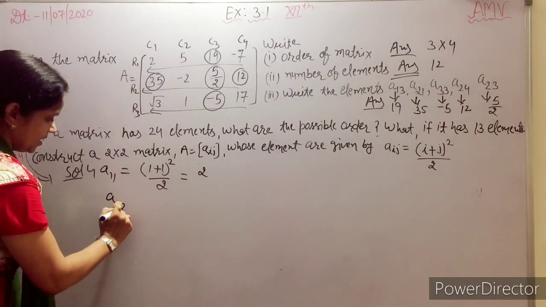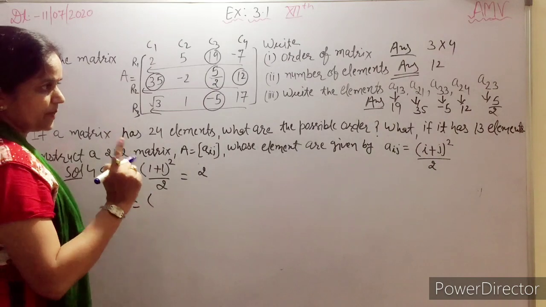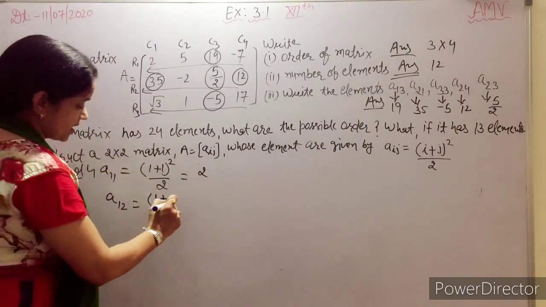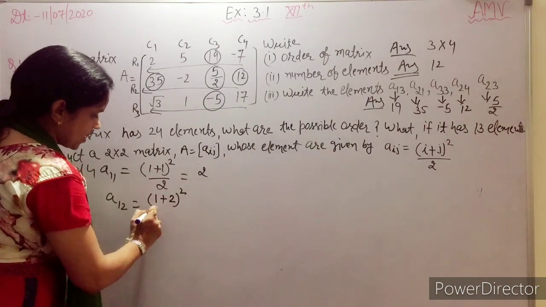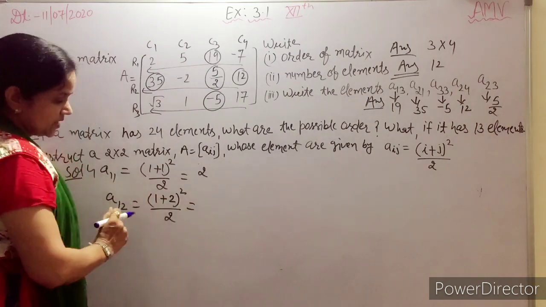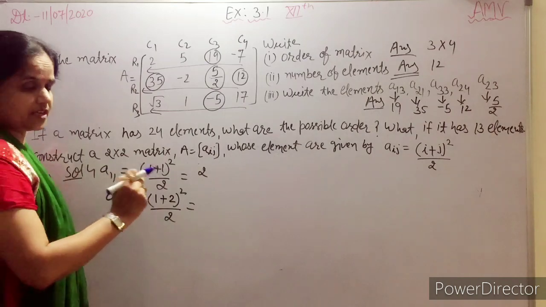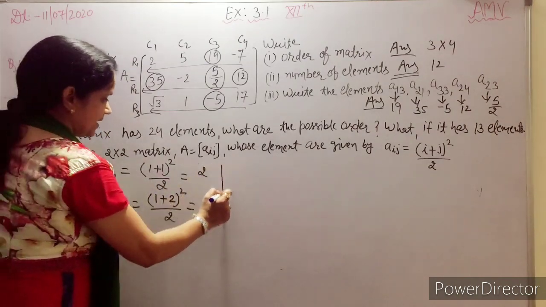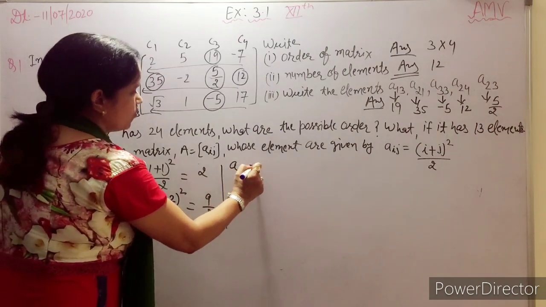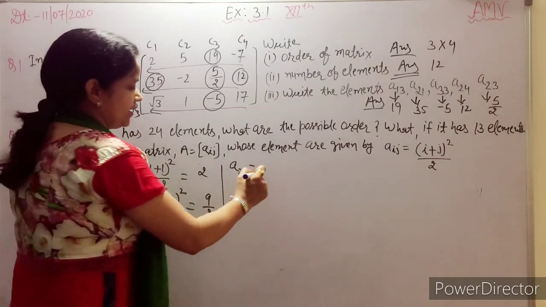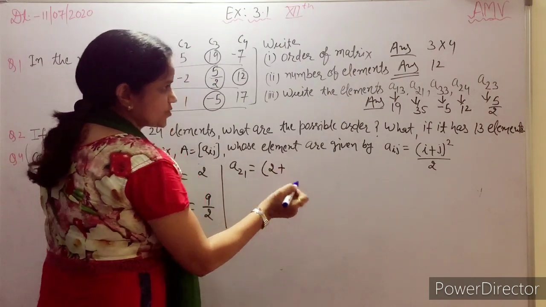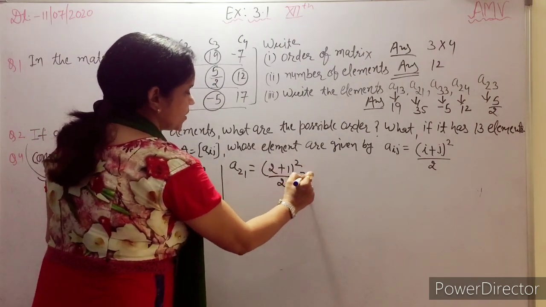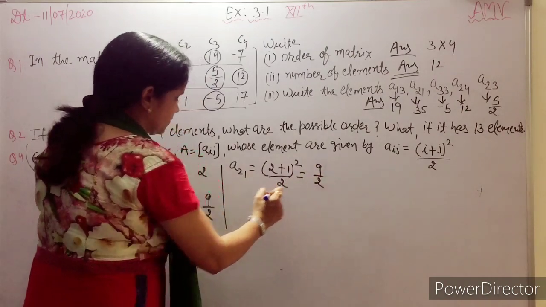Now, A12. For this, in place of i, write 1. In place of j, write 2. Its square, divided by 2. It is, student, 2 plus 1, 3. 3 square, 9 by 2. Okay. And next, A21. In place of i, write 2 and in place of j, 1. Divide by 2. It's also 9 by 2.